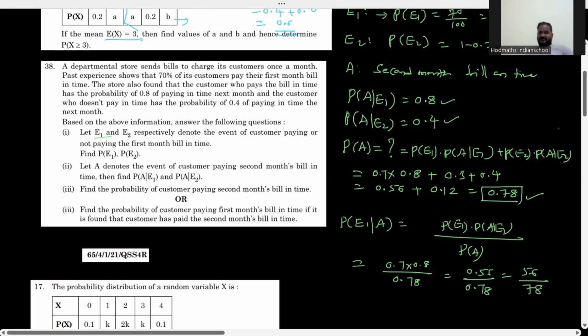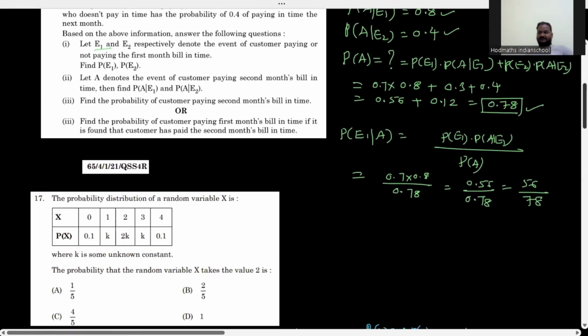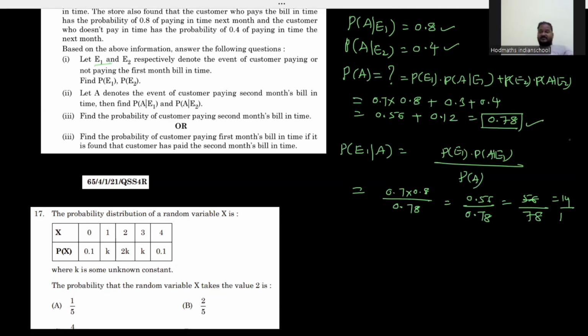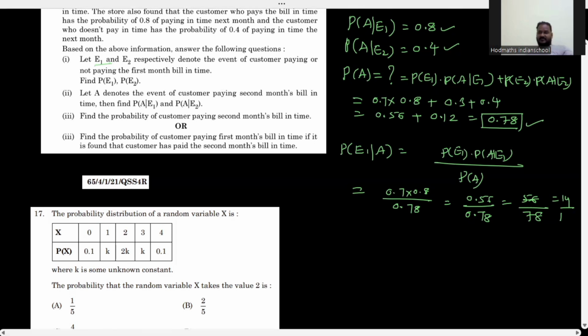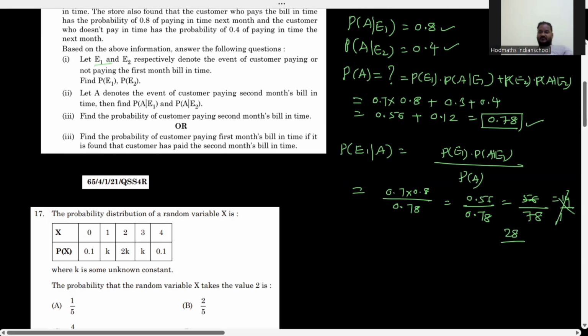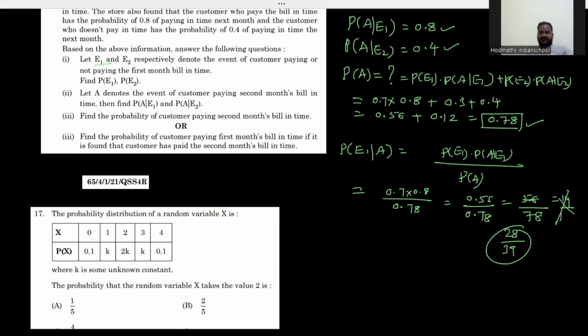So 56 divided by 78 can be simplified further. 4 14s are 56, and 4 1s are 4, 38. No, it is not. So let us go ahead with 2. 2 28s are 56, 2 3s are 6, and 2 9s are 18. So 28 divided by 39 is the probability of E1 given A. All right.